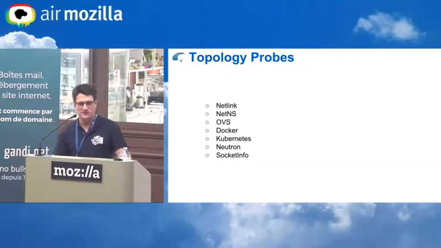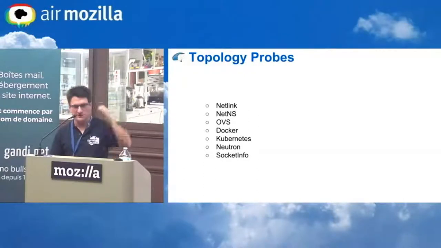So you have a bunch of topology probes to do that for the topology. We are based on Netlink, namespace, OVS, Docker, OpenStack Neutron, or Kubernetes. And a special one I will talk about later is socket info.